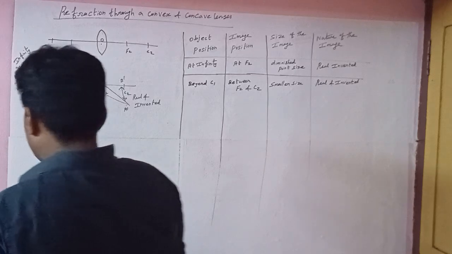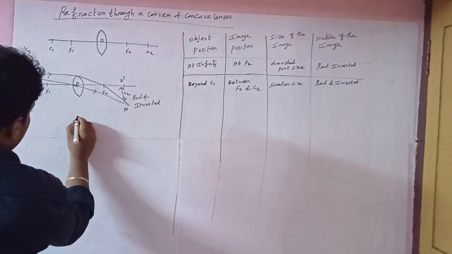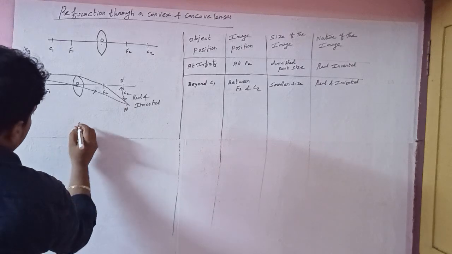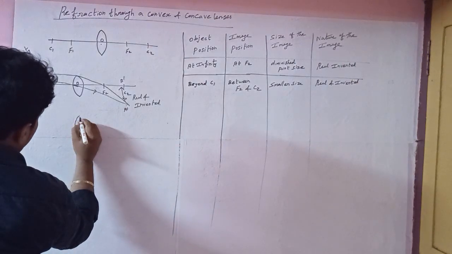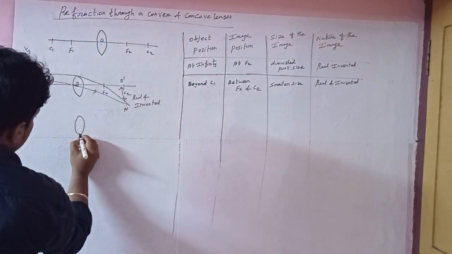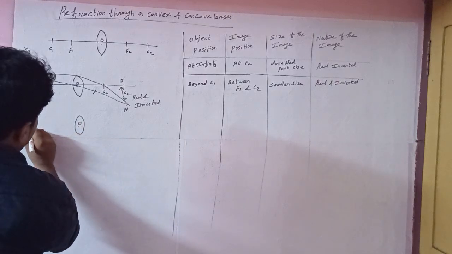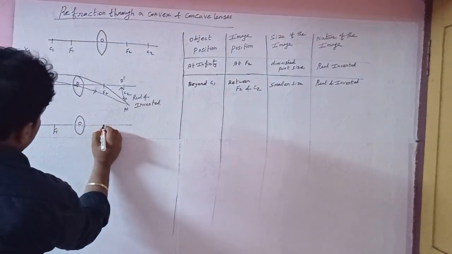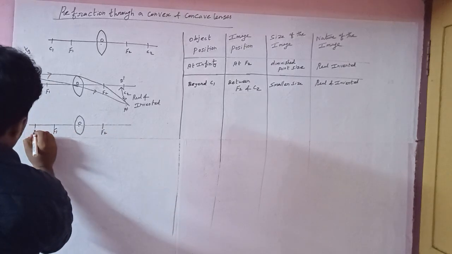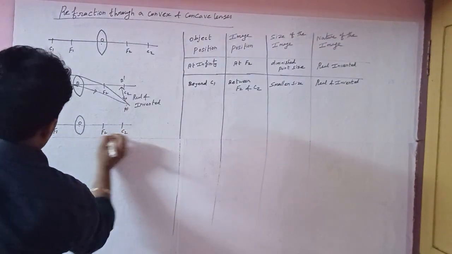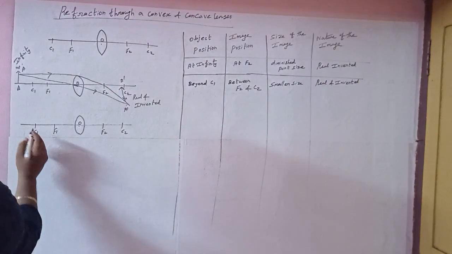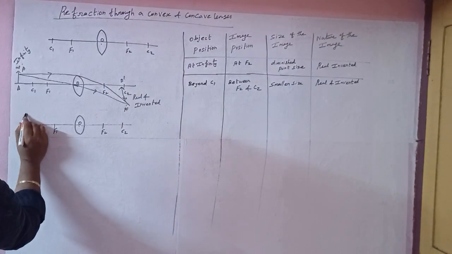So we have to draw the diagram. For example, this is a convex lens. O is the optic center. This is the principal axis. F1 is the object focus and F2 is the image focus. And C1, C2 are the centers of curvature. So now it is placed on the left side, beyond C1.